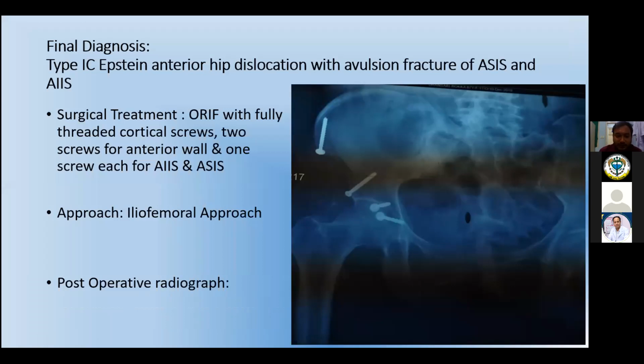was the iliofemoral approach. This is a post-operative X-ray where we can see that there is a concentric reduction of the right hip with fixation of the anterior acetabular wall with 2 cortical screws, and one cortical screw each for the anterior superior iliac spine and anterior inferior iliac spine.